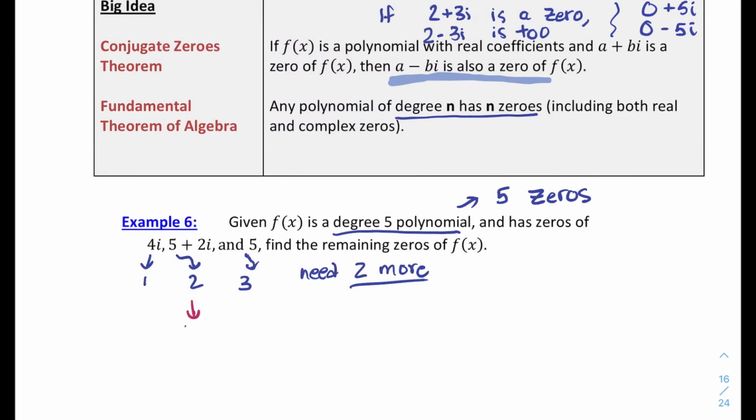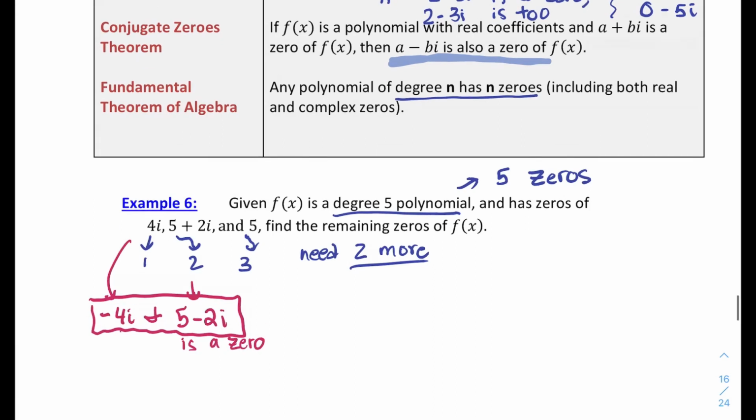So if you look at this one, if 5 plus 2i is a 0, then 5 minus 2i is a 0 as well, one that wasn't listed out for us. And same idea with positive 4i, it's like 0 plus 4i, 0 minus 4i, or negative 4i are zeros too. So those are our fourth and fifth zeros of our degree 5 polynomial that we were missing. So whatever the degree is, that's the number of zeros you should be able to find.